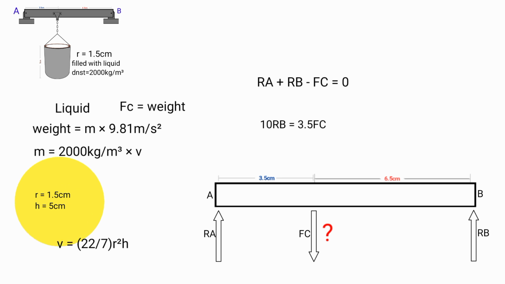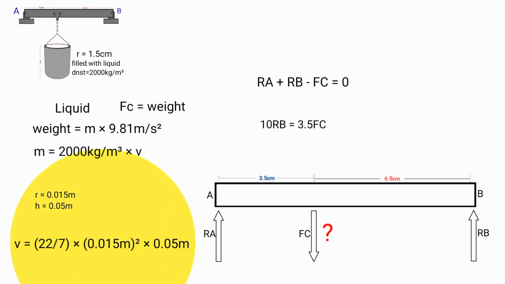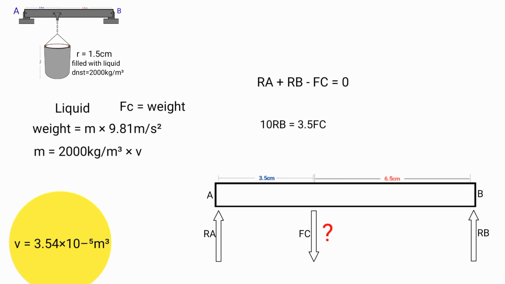But since this is in meter cube, we have to convert this to meters first. 1.5 centimeters to meters is 1.5/100 meters, which is 0.015 meters. 5 centimeters to meters is 5/100 meters, which is 0.05 meters. Substituting here now, v equals 22/7 times 0.015 meters all squared times 0.05 meters, which equals 3.5357 times 10 power minus 5 meters cube, which is approximately 3.54 times 10 power minus 5. So v equals 3.54 times 10 power minus 5 meters cube.